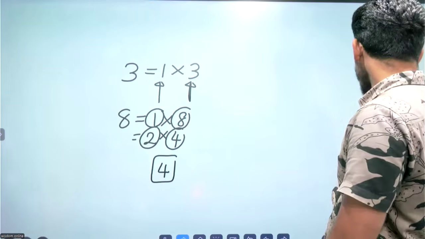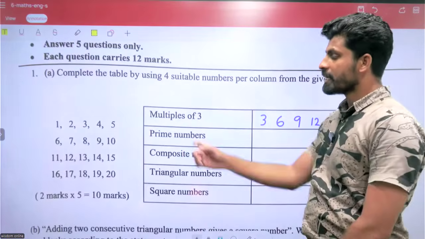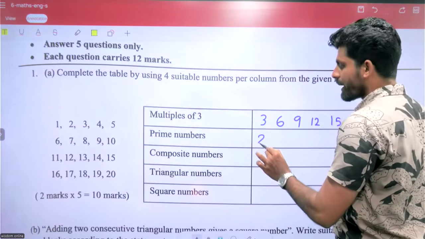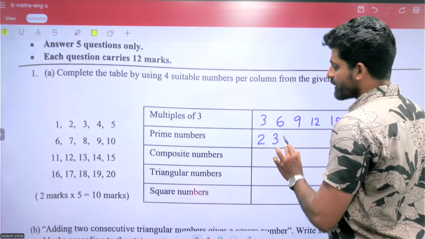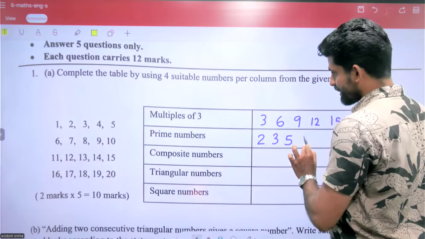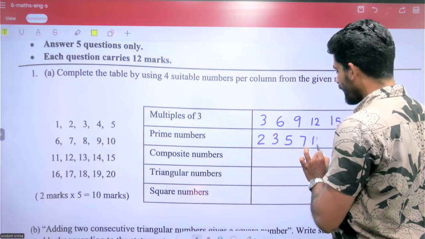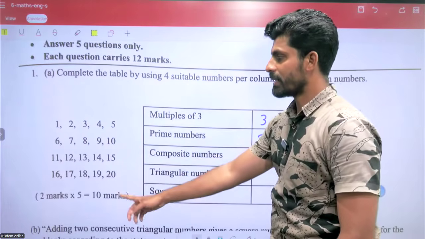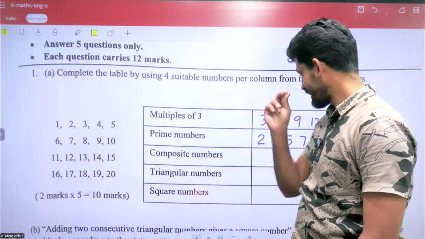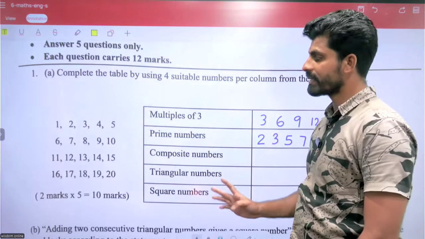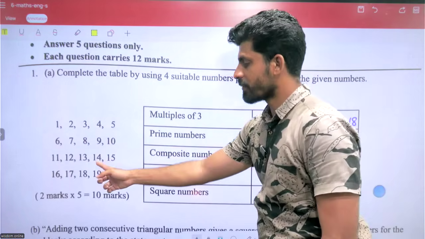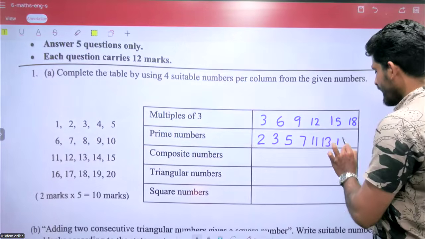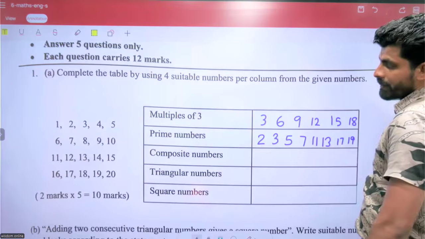That means now we can move to the next one. So what are the prime numbers? 2 prime, 3 prime, 5 prime, 7 prime, 11 prime, 13 prime. 15, no. 16, no. 17 prime, and 19 prime.